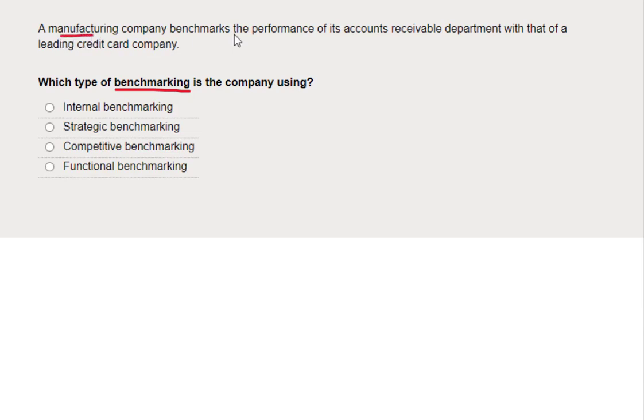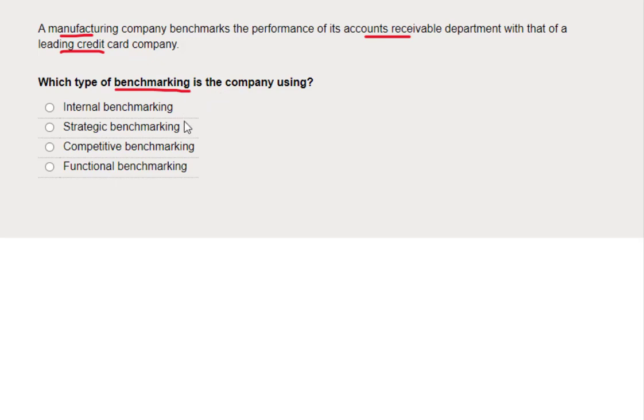It's a manufacturing company, they make stuff, and they benchmark the performance of one of their departments, the accounts receivable department, so collecting debts, offering credit to customers, that kind of thing, with that of a leading credit card company. Okay, so quite a different organization. So we're a manufacturing company, but we're going to benchmark against someone who specializes in collecting debts. What type of benchmarking are they using?